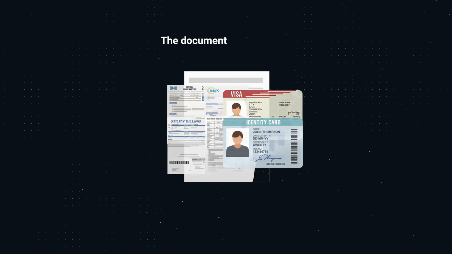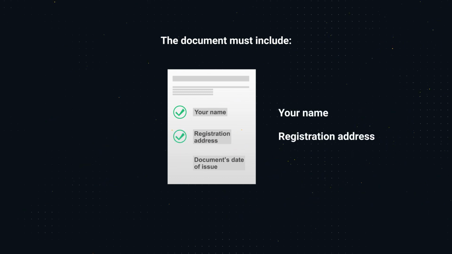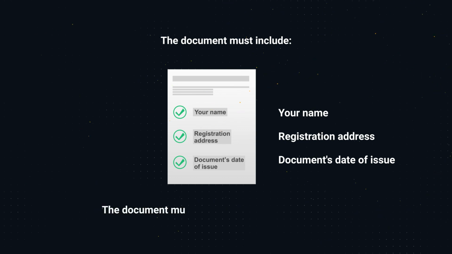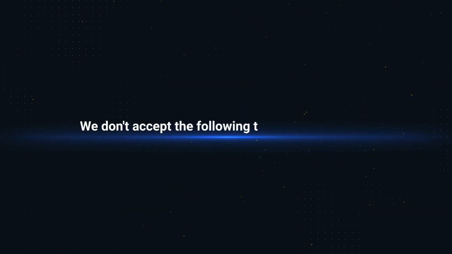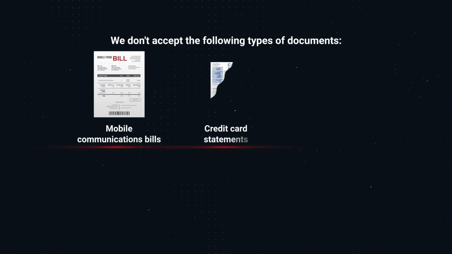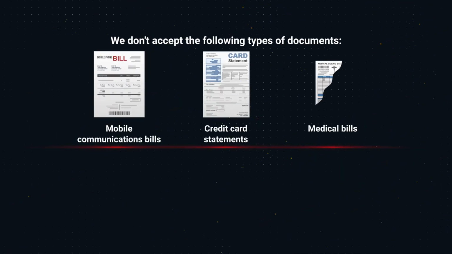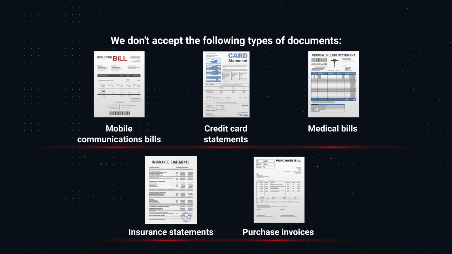What must be visible in the document? Your name, registration address, and the document's date of issue. The document must be issued within 3 months of its upload date or be valid at the time of verification. We don't accept the following types of documents: mobile communications bills, credit card statements, medical bills, insurance statements, purchase invoices.